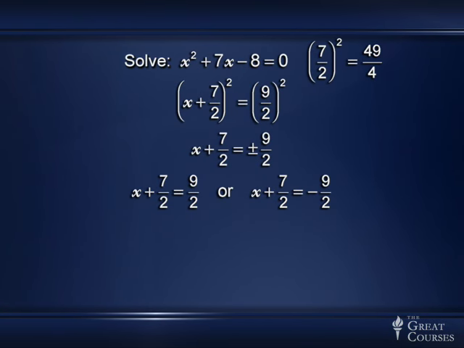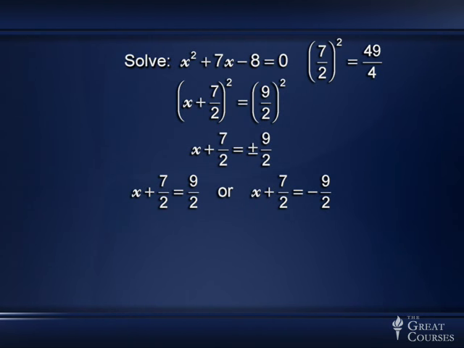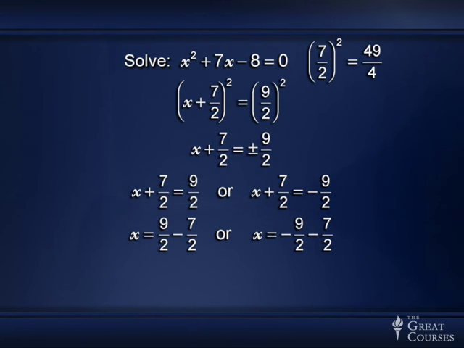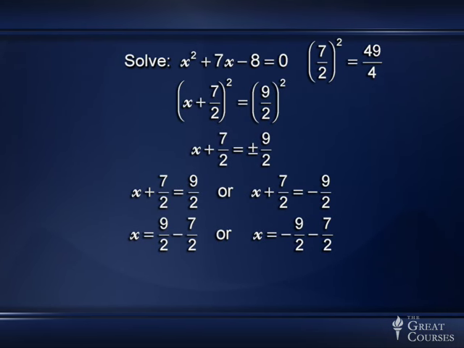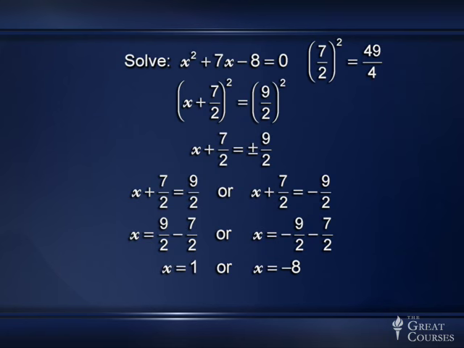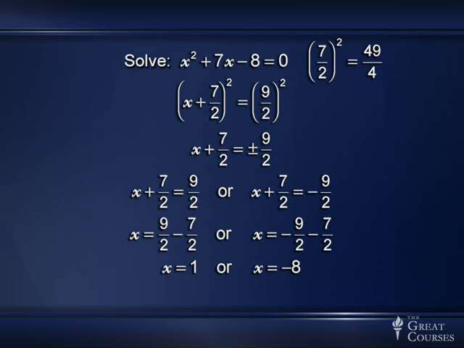And now if you subtract the 7 halves from both sides of both of those equations, you'll have x equals 9 halves minus 7 halves, or x equals negative 9 halves minus 7 halves. And if you combine those and simplify, you're going to have x equals 2 over 2, which is 1, or x equals negative 16 over 2, which is negative 8. Now, wait a minute. At the end, we get these two gorgeous solutions, 1 and negative 8.